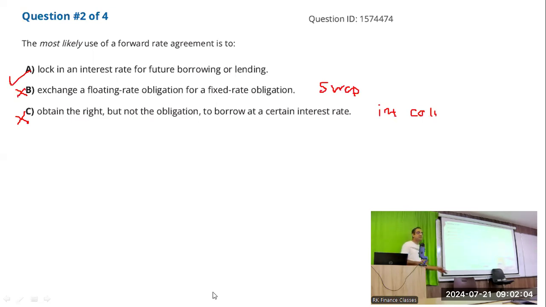I knew that you don't know options B and C. But seeing A, you should click, because yesterday we discussed it, and I gave this question to you for that.